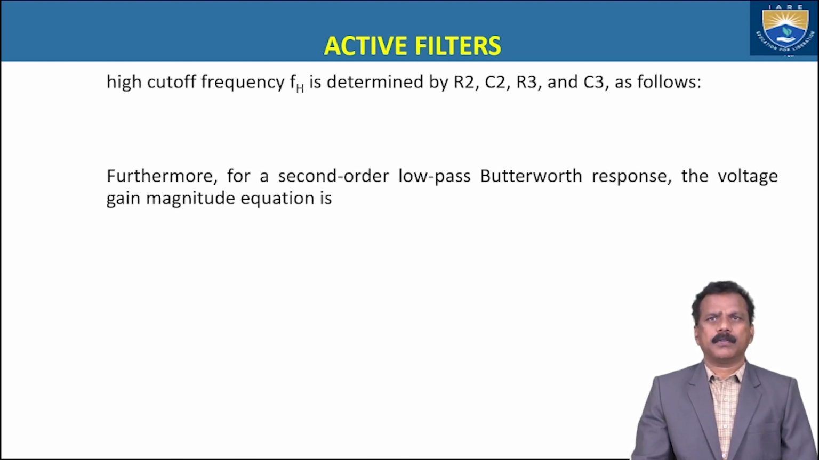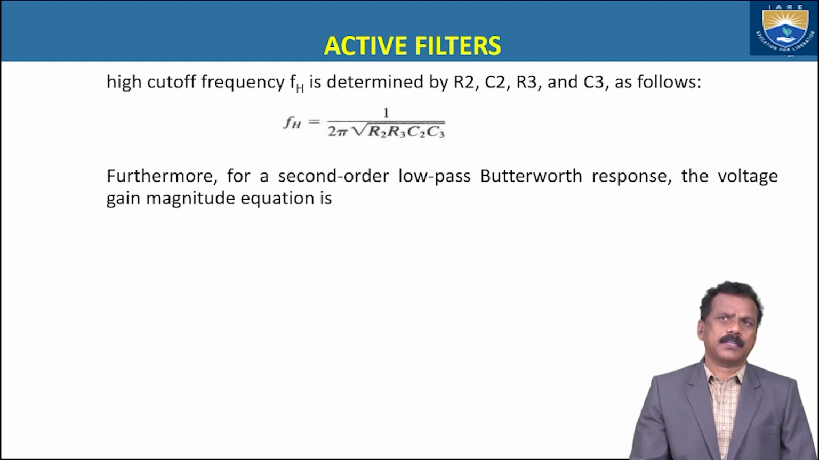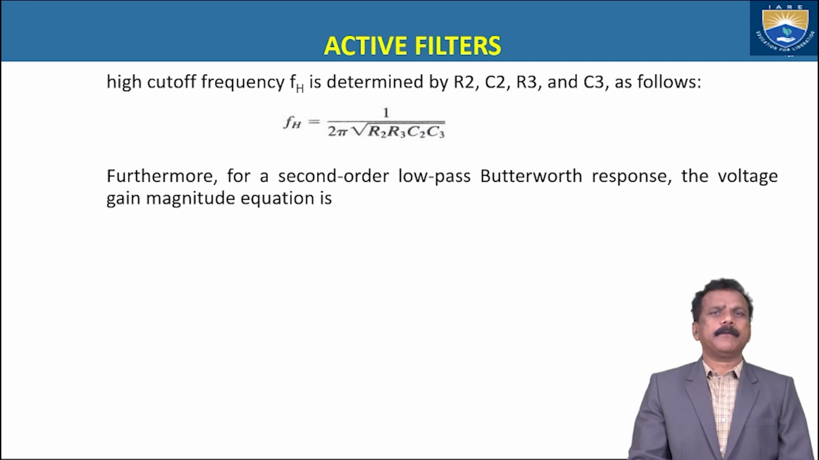Further, for the second order low pass Butterworth filter response, the voltage gain magnitude equation is given where FH is equal to 1 by 2 pi square root of R2 R3 C2 C3. This is the high cutoff frequency. FH is determined by R2, C2, R3 and C3.